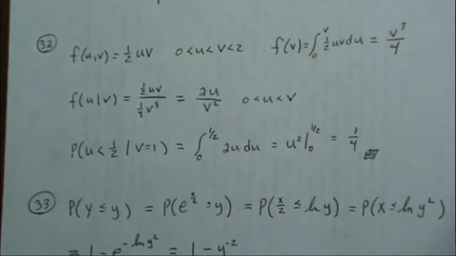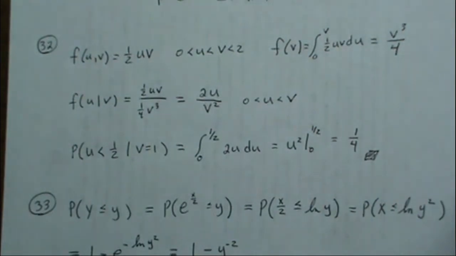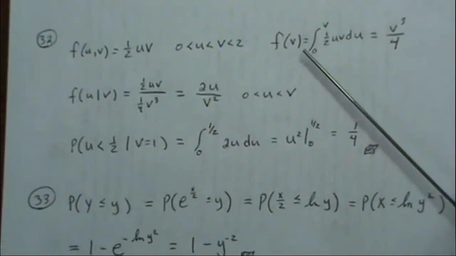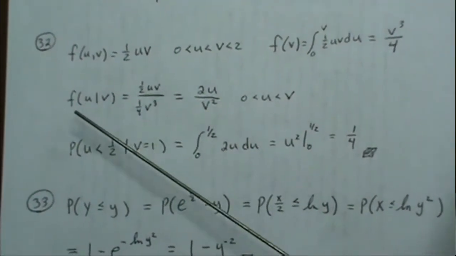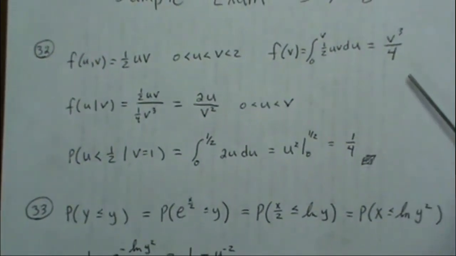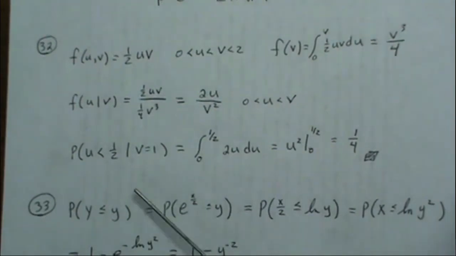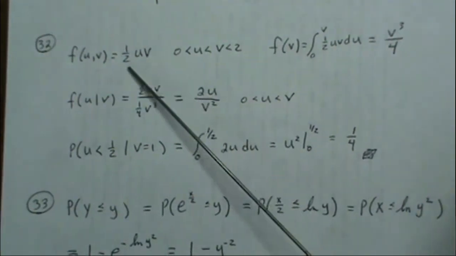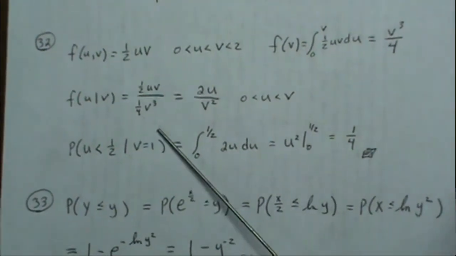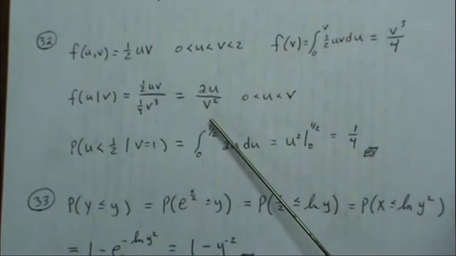So number 32, we want to find the probability that u is less than 1/2 given that v is 1. So here we're given the joint density. We have to find the marginal of v, because that's where we're going to find this conditional distribution. So you integrate out u and you get v cubed over 4. So then you take the joint divided by the marginal, and you get this 2u over v squared.